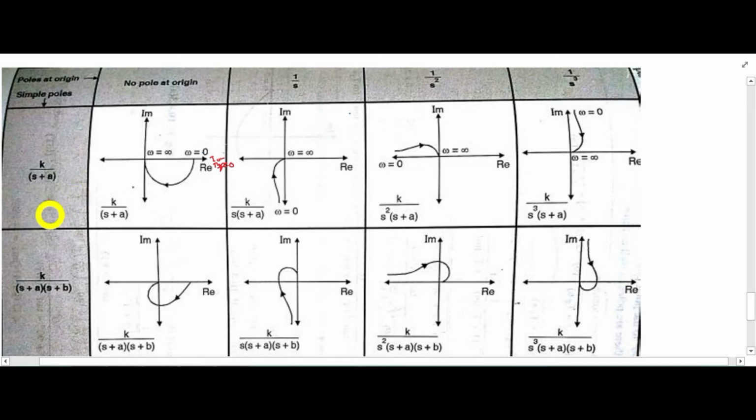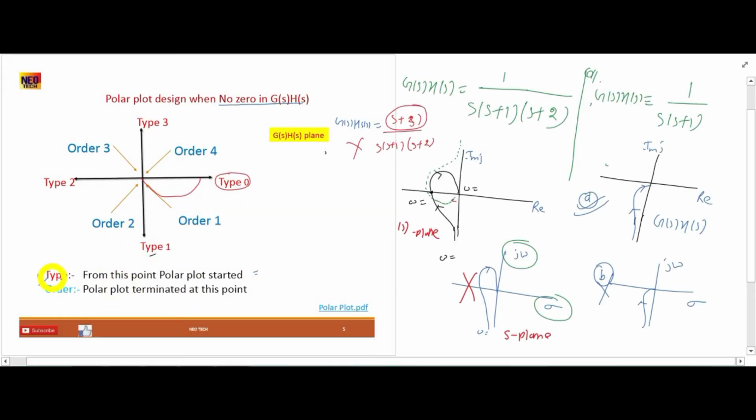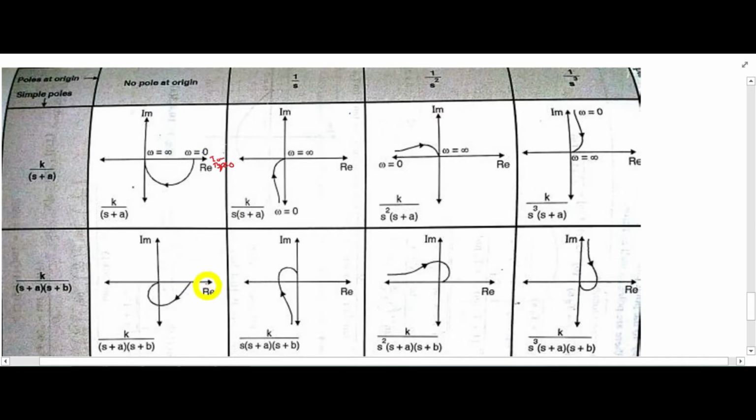Now the next part: if I am adding S plus B, another pole, in this system, then what happens? Our tail remains at this point and our head is shifted to this location. Now see why. What is the type of this system? Type 0, and type 0 always starts from this point. We already know that. Type 0 means the polar plot starts from this point. Clear? Similarly in our plot, the polar plot starts from this point.